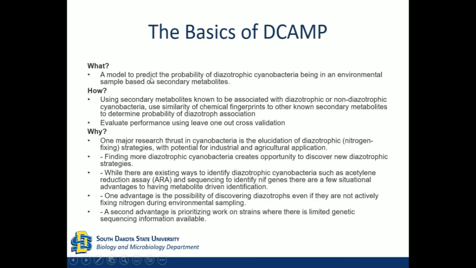What is Dcamp? It's a model to predict the probability of a diazotrophic cyanobacteria in an environmental sample based on the secondary metabolites in that environmental sample. How does this model work? It uses secondary metabolites that are known to be associated either with diazotrophic or non-diazotrophic cyanobacteria, and it uses the similarity of their chemical fingerprints to other known cyanobacterial metabolites to determine the probability that that unknown chemical is diazotroph associated. And then we further went on to evaluate the performance of this approach using leave one out cross-validation.